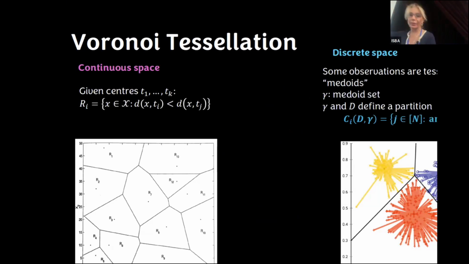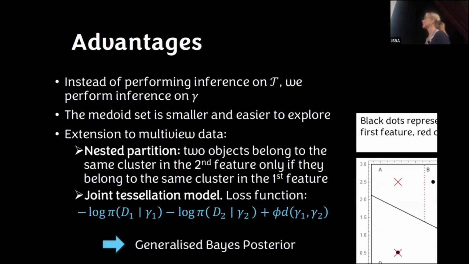Voronoi tessellation, as I said, is for continuous spaces. You take centers, and then you assign all your observations to the closest center, and you get a partition of the space. What we did is something very similar to k-medoids. We picked some observations at random to be centers, and then we assigned the remaining observations to the center which is closest in terms of a certain distance. That's it. Now, what's the computational advantage of this? You don't move on the space of partitions anymore, you just have to pick some centers. This is much more computationally efficient than exploring the entire space of partitions, because the medoid set is much smaller. As simple as that.